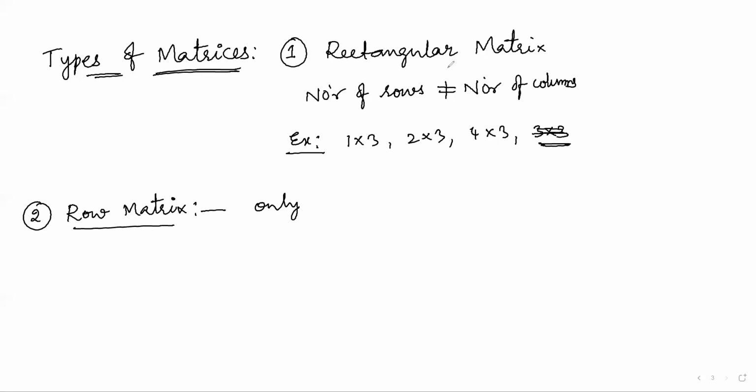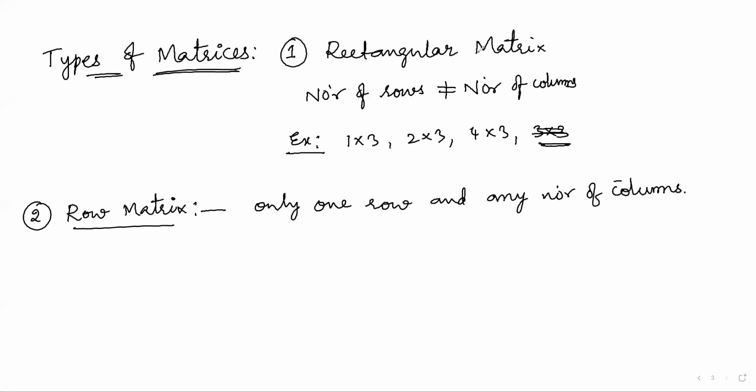Now we see that within rectangular matrices we have the row matrix. A row matrix has only one row and any number of columns. Only one row and any number of columns, right? So this row matrix can be a rectangular matrix or a square matrix also.